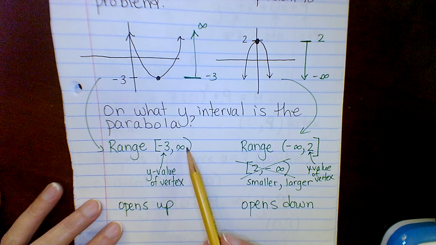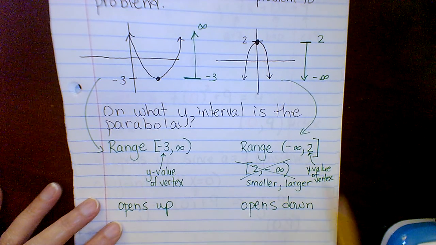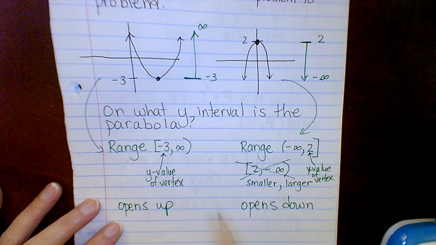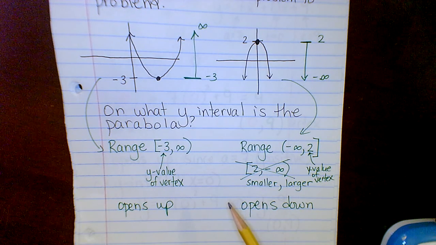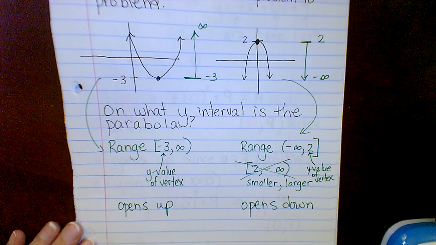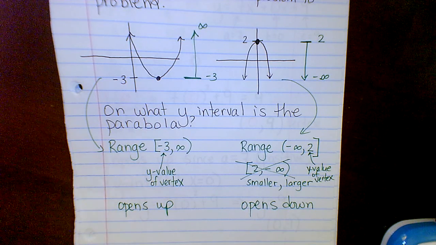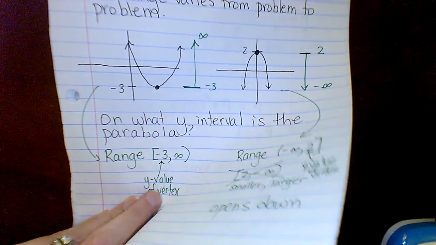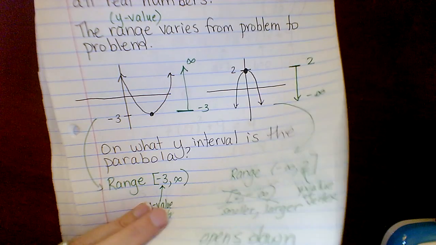And it's always going to include the y value of the vertex because the range has to do with the y values, and the vertex is going to be that lowest or highest point depending on which way the parabola opens. So let's just flip back and go see some of these that we did already.